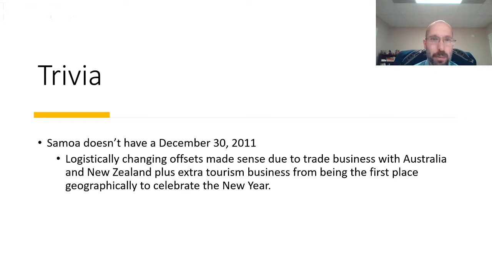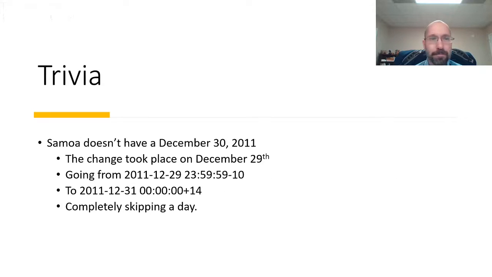Every time ships or planes would travel back and forth, you would gain or lose an entire day traveling across the international date line. Also, Samoa wanted to benefit from bringing in extra tourism business because this change would make them the first place geographically to celebrate the new year. So they had multiple reasons to make this change, and arguably the change made sense from a business and economic perspective. The problem is more in how the change was implemented.